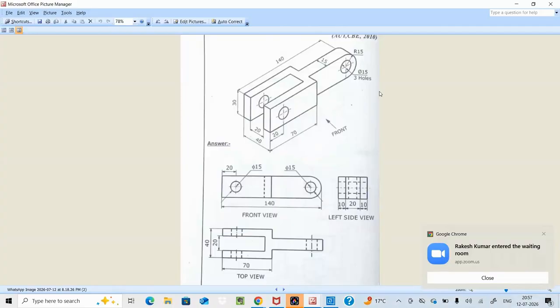Are you able to see the drawing, sir? Yes, sir. And without seeing the answer, you can just give a try of this particular drawing, because few will be complicated, few will be simple. So you can just give a try of this particular drawing also.